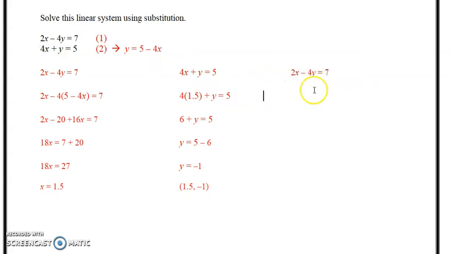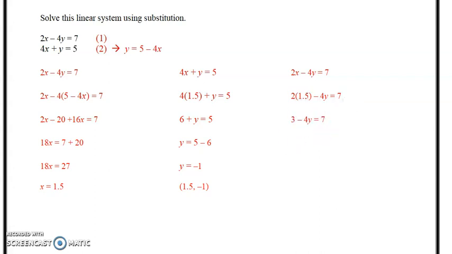So again, I'll substitute that x value in here, 1.5. Because I know some of you are saying, oh, why didn't you put it in the other equation? You can't. You can put it in either one. Okay? And 1.5 times 2 is 3.